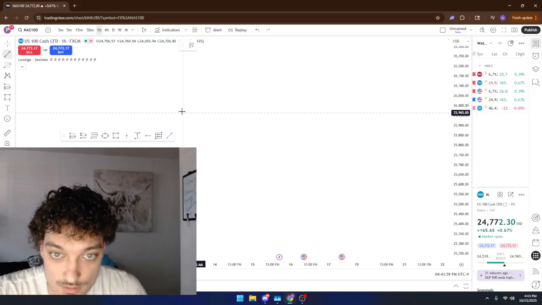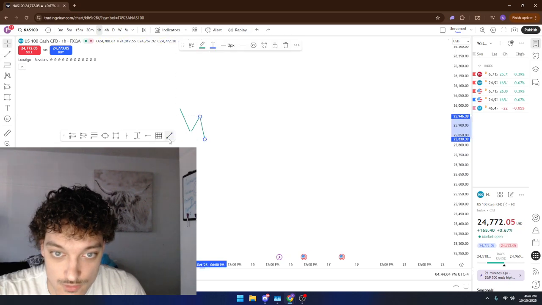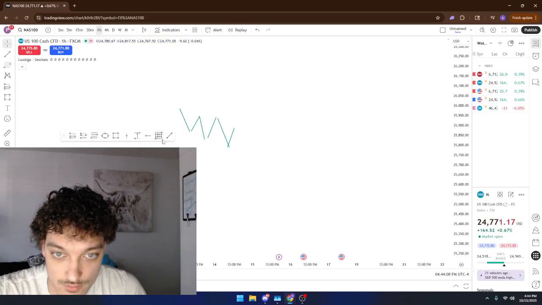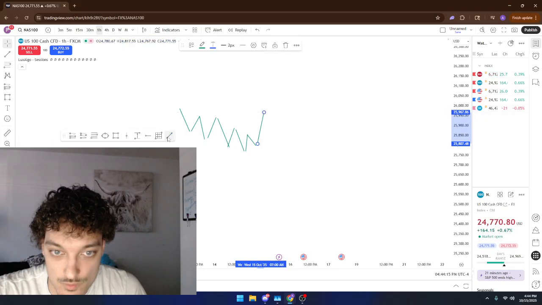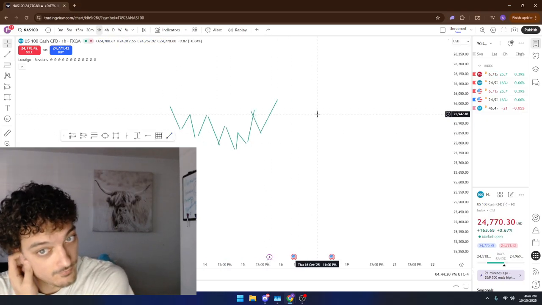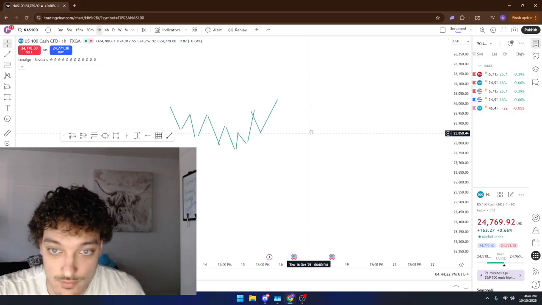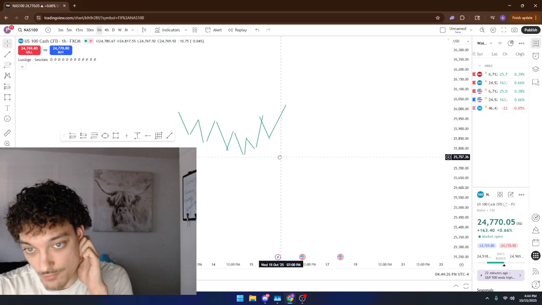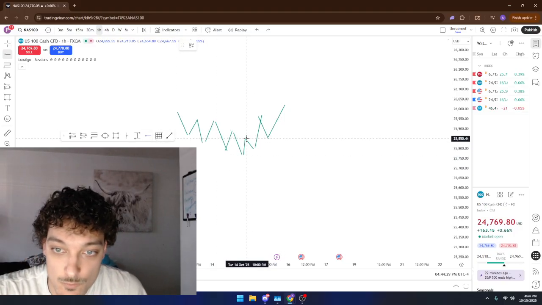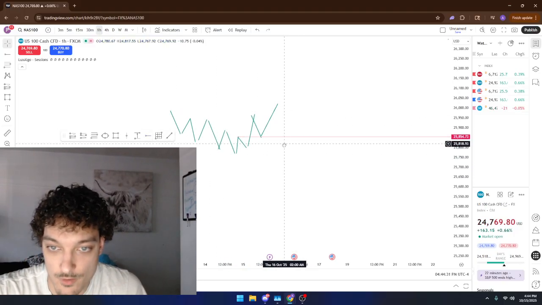So this is a bullish example. Say we're in a downtrend: lower, lower, lower, a little bit higher, lower, higher, boom, boom. Now we're on an uptrend. This move. I just see one in the downtrend. Lows, lows, lows, right? So this will be the break of structure, correct?